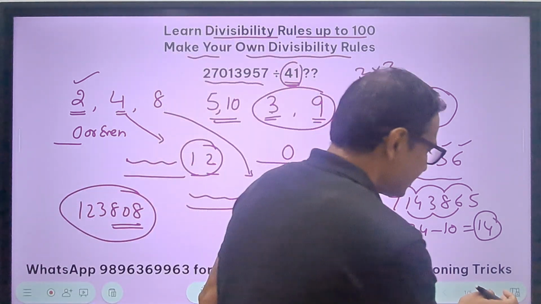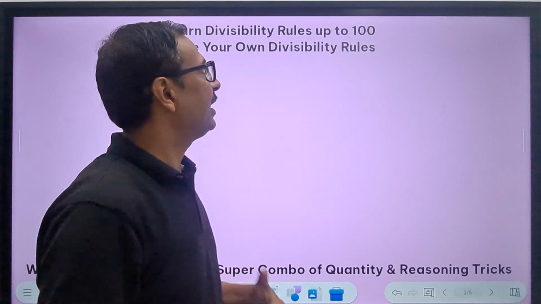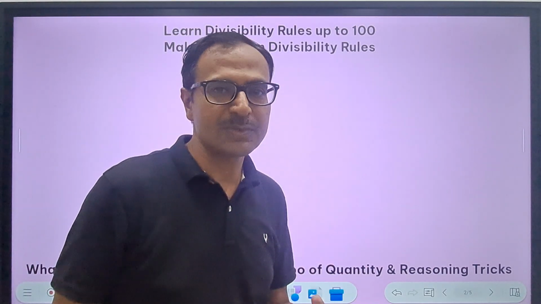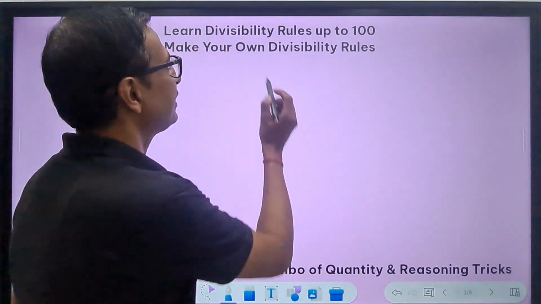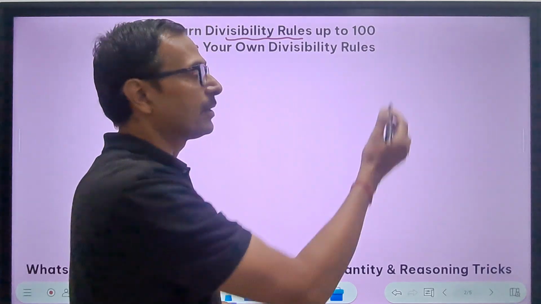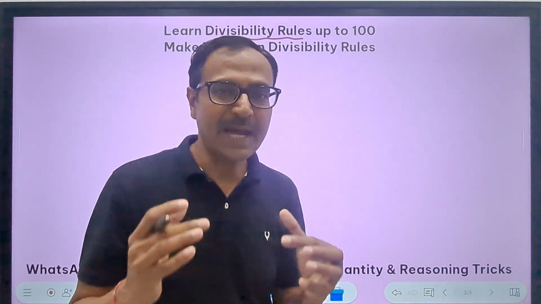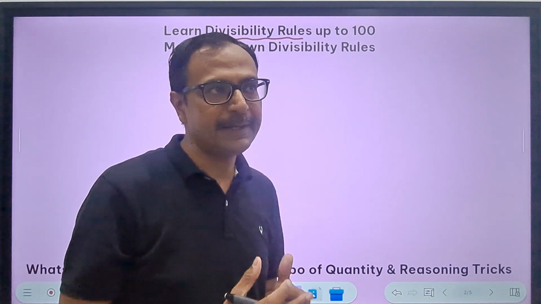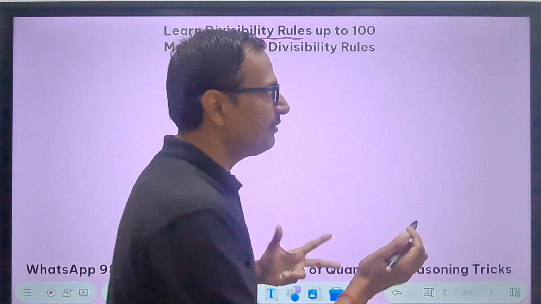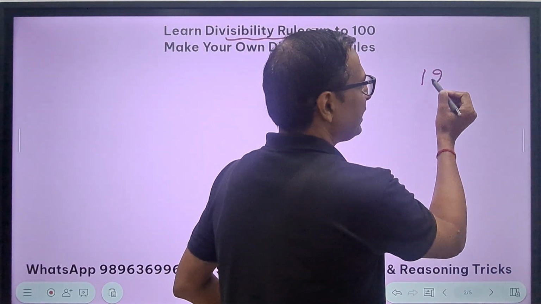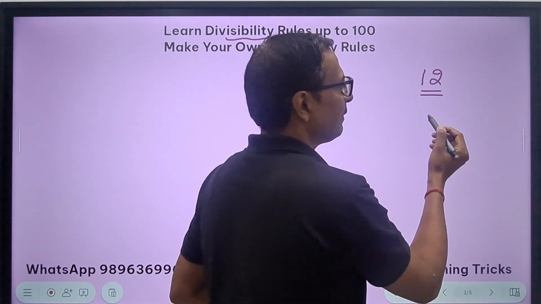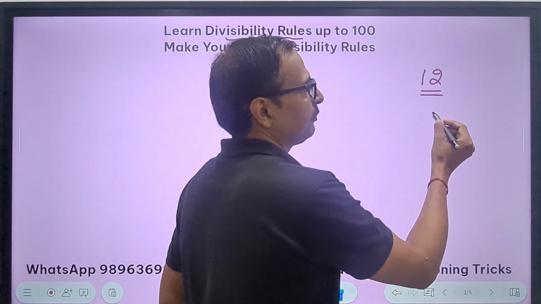So let's see what is that particular concept which is going to help us in cracking the divisibility rules of any number up to 100. I will be taking prime numbers because that is most difficult, and if it is an even number, like suppose I have to check divisibility by 12 or divisibility by some number like 14.